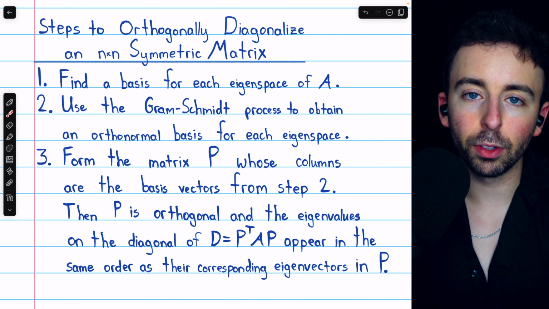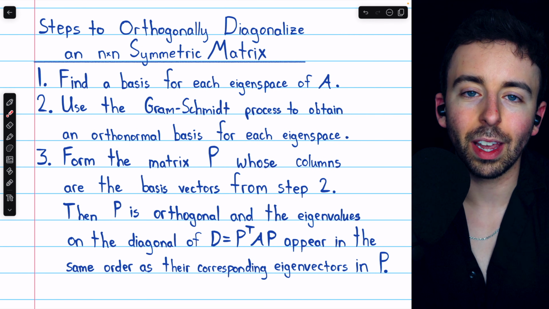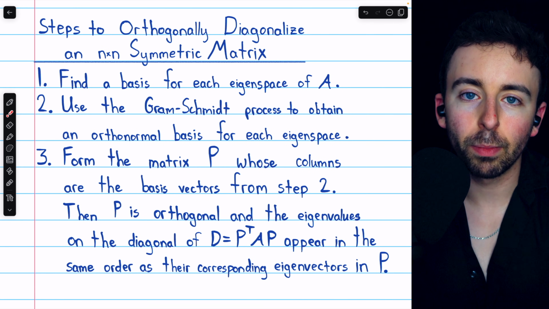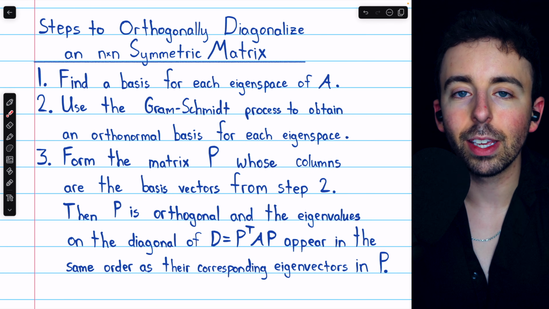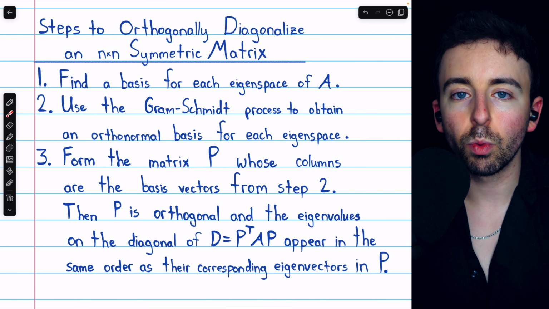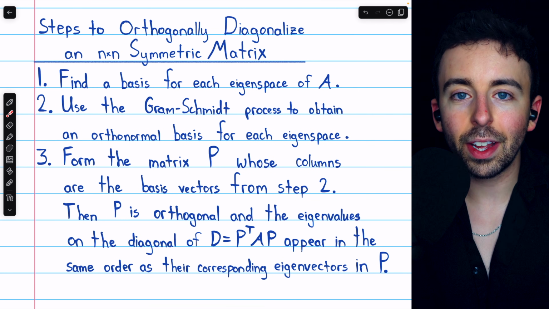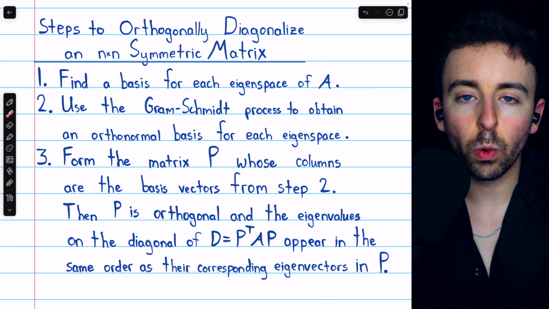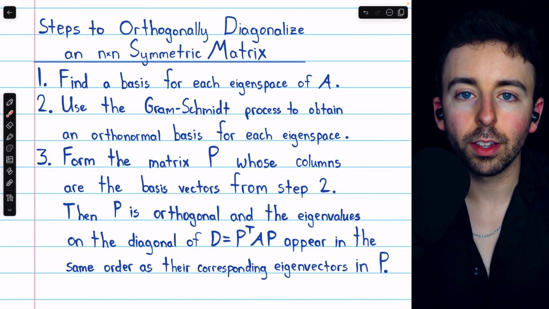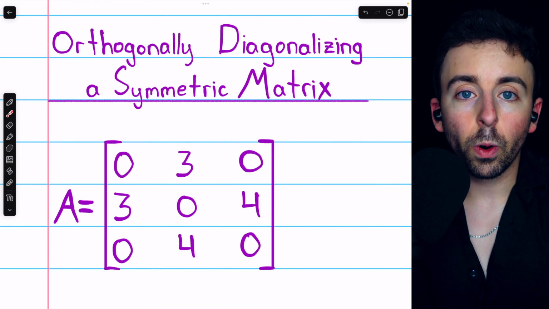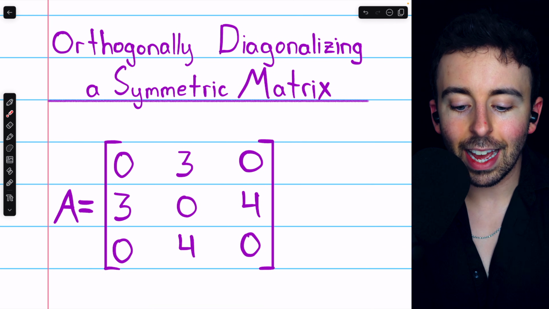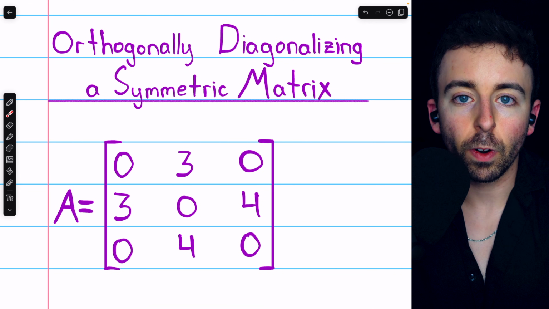So the way that we build P, the order in which we put those eigenvectors, doesn't really matter, but it will change the order in which the eigenvalues appear once we orthogonally diagonalize A with P. So in short, find the eigenvectors, make them orthonormal, and then use them to construct the columns of P. We'll finish, of course, with an example, orthogonally diagonalizing this symmetric matrix.